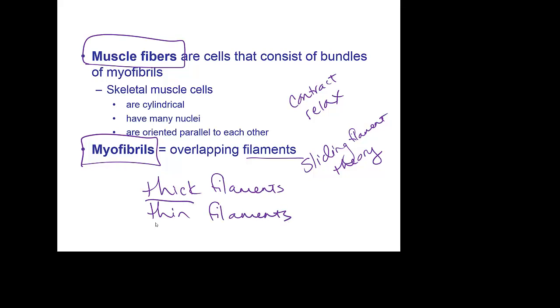They're different. They're thick and thin based on what they're made of. Thick filaments are made of myosin. These are proteins. It's muscle. And thin filaments are made of actin.